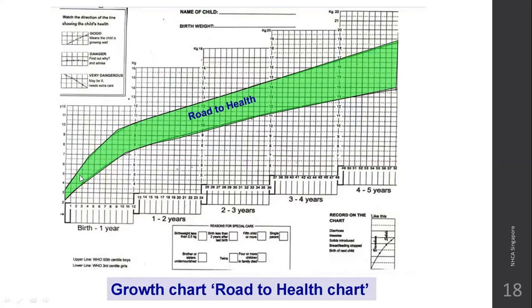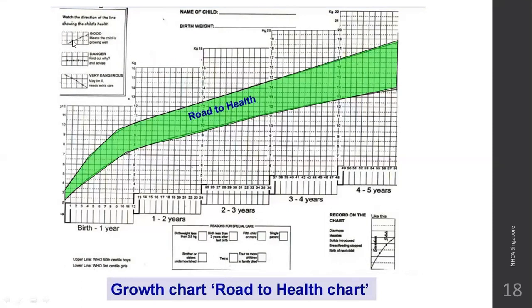If the child is going above this green area, that is also a matter of concern. The child may suffer from gigantism. If the child is falling off the growth chart, if the child's height and weight measurements are falling down, that is also another concern. Usually it is malnourishment. So you can see here analogies are given.